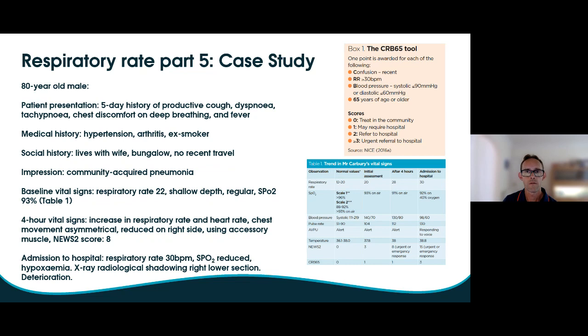In this patient's case, after 4 hours, he showed an increase in his respiratory rate and indeed in his heart rate. The chest movement was asymmetrical and reduced on the right side, and he was using his accessory muscles, with a new score of 8. Sometimes anaerobic respiration occurs when there's inadequate oxygen supply to the tissues, and Mr. Carberry's oxygen levels in this case had decreased to 91% on room air.